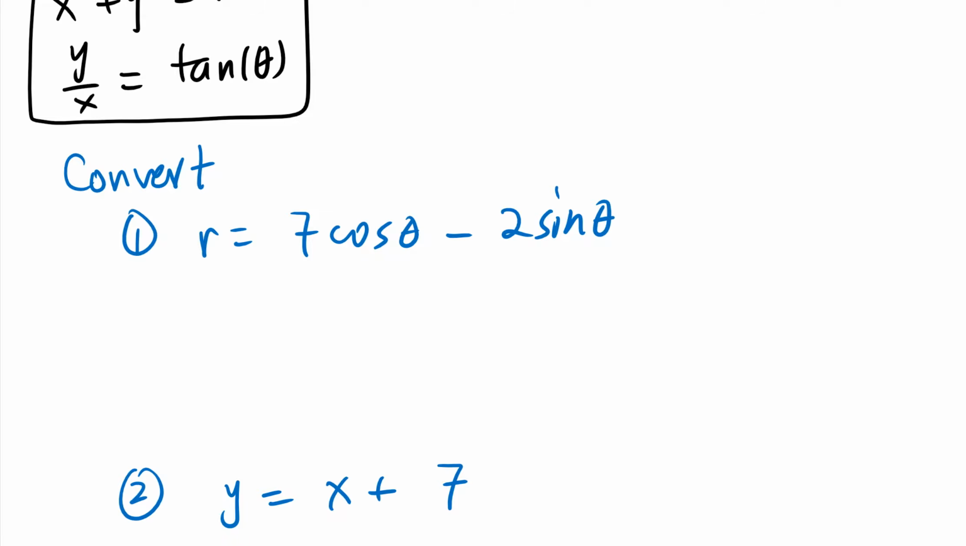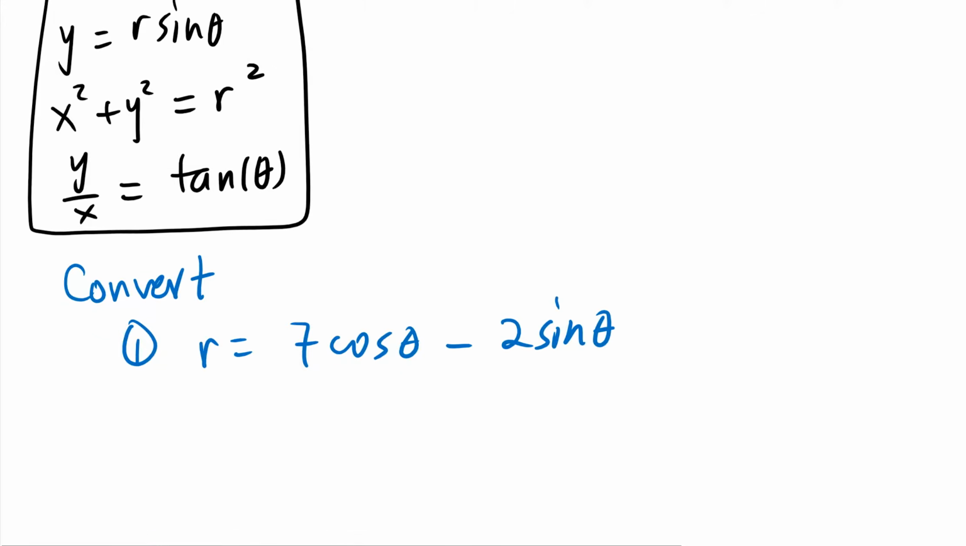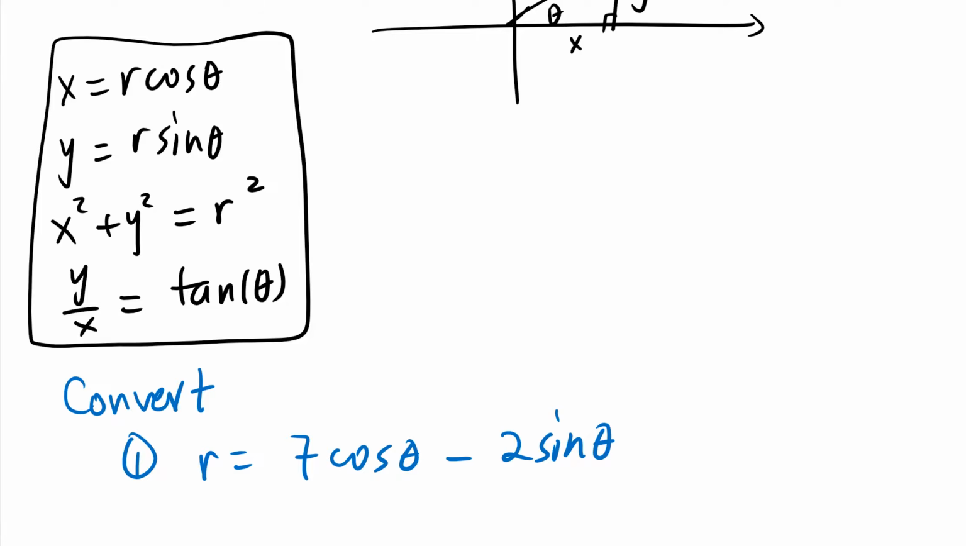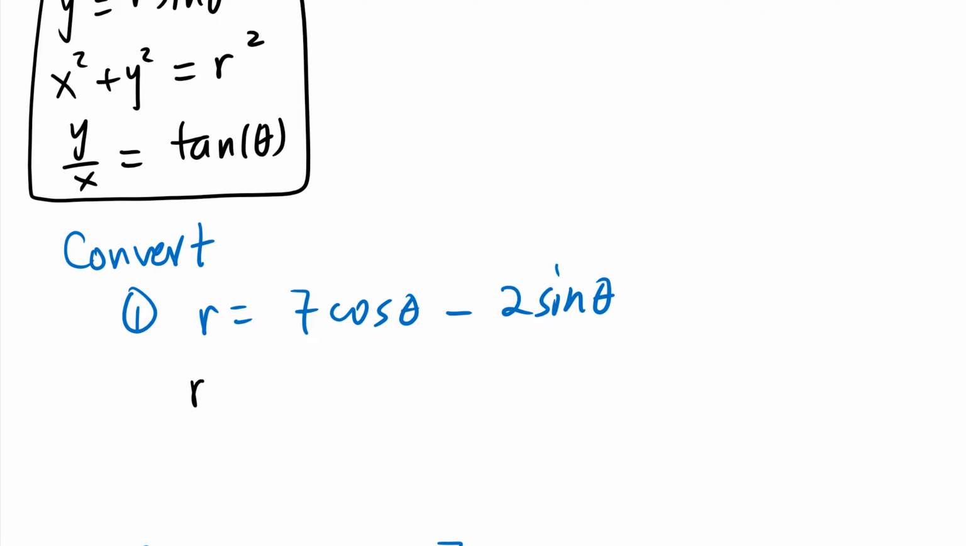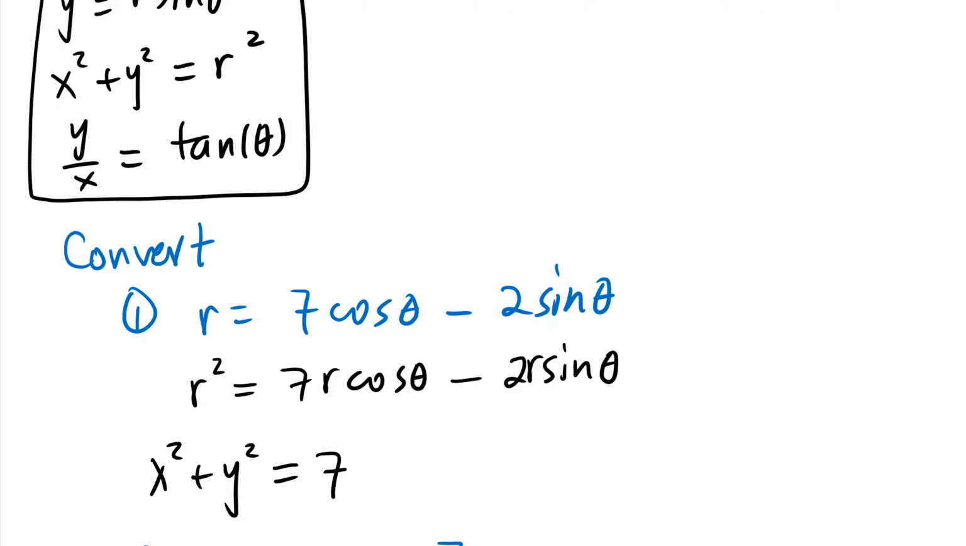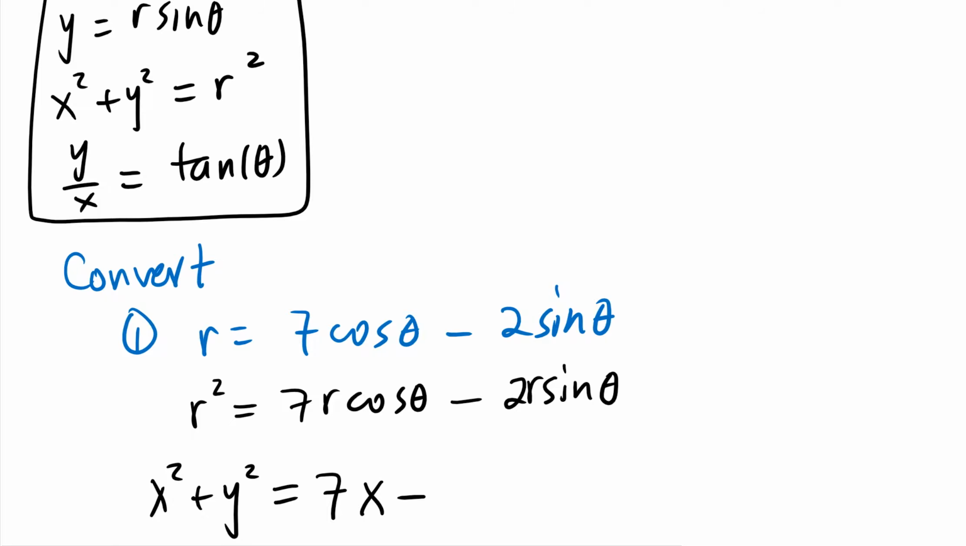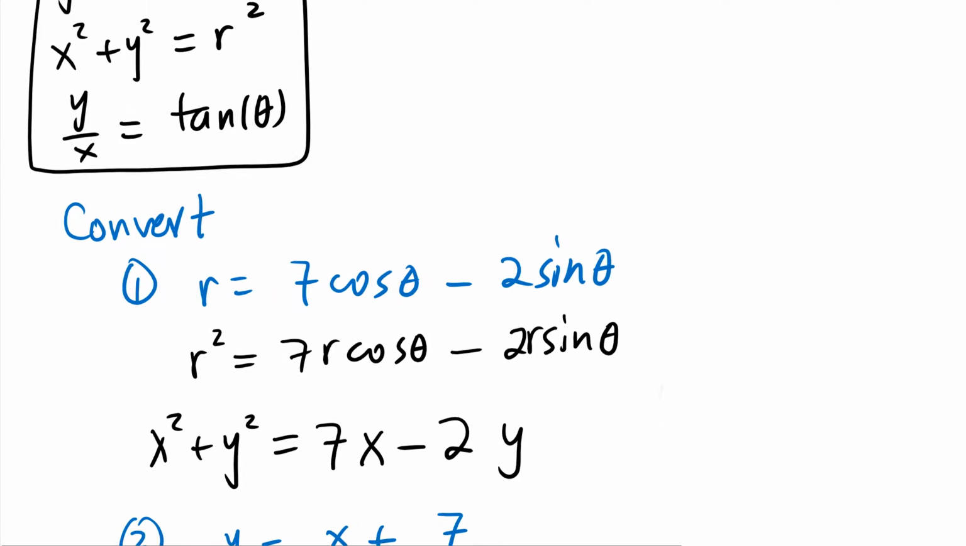The easiest way to solve the first one: I see sine and cosine. If you look at all these formulas in the box, all sine and cosine are attached to r, r cosine, r sine. So a good method here is to multiply everything by r. You get r squared equals 7r cosine theta minus 2r sine theta as the first step. Now what is r squared? It is x squared plus y squared. 7 r cosine theta is 7x. 2 r sine theta is 2y.